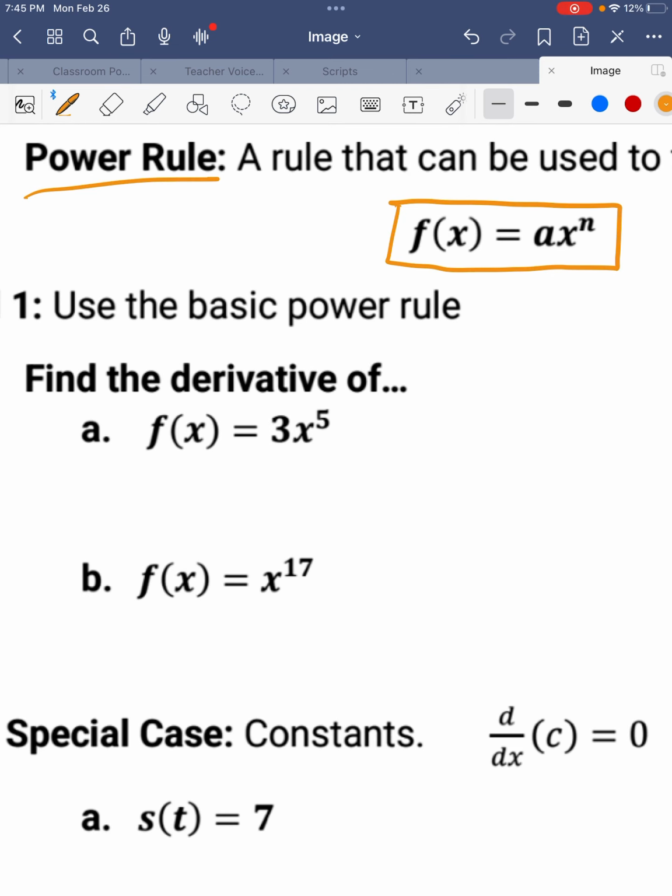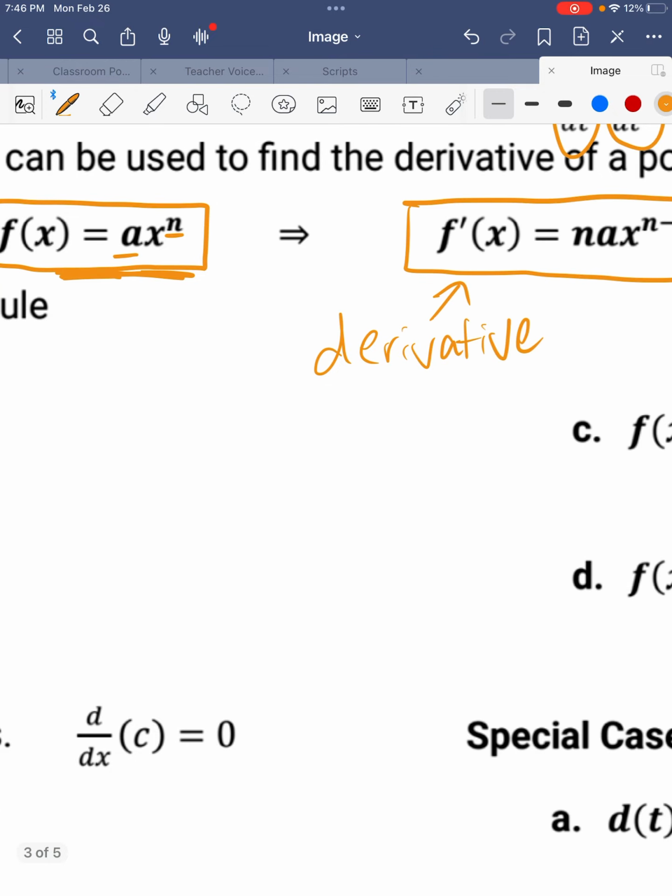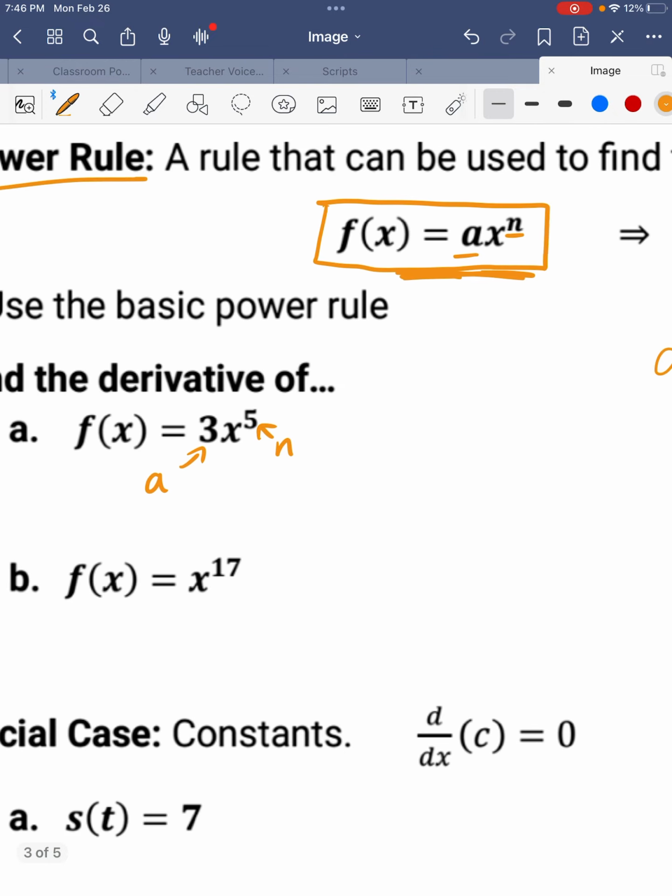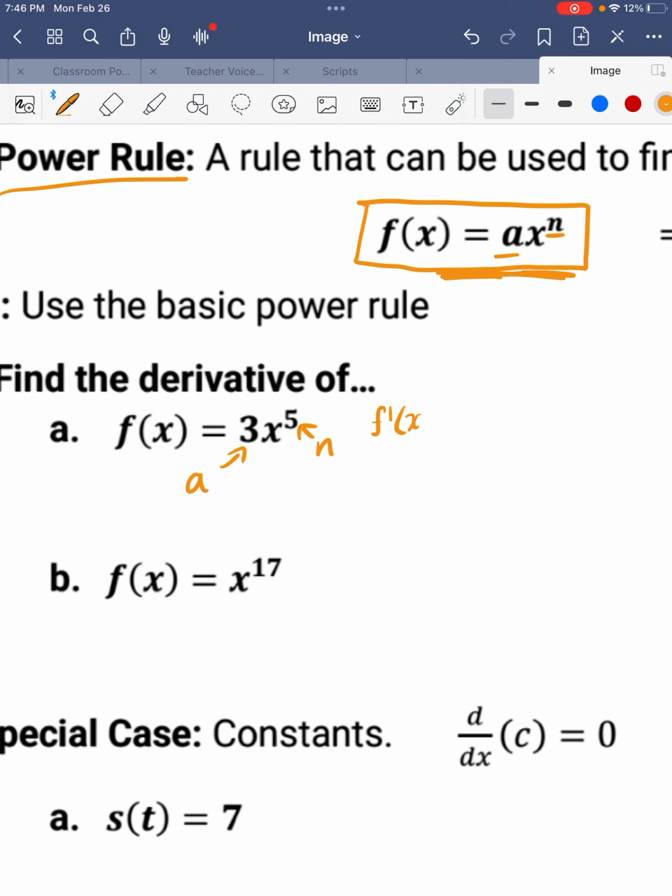So let's zoom in here with my first example. Here I have f of x equals 3 times x to the power of 5. So looking at this here, the a is the number in front of the variable, and the n is the number in the exponent. So here, 3 is the a, and 5 is the n. Now that I have labeled my numbers, I can use this formula of a derivative. So my formula says that f prime of x is equal to n a x to the power of n minus 1. I just copied down the formula.